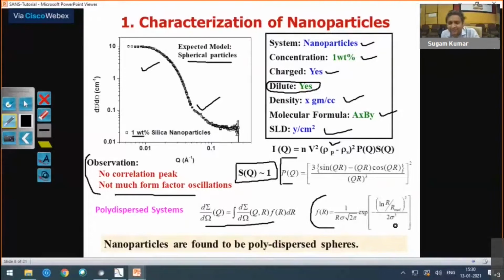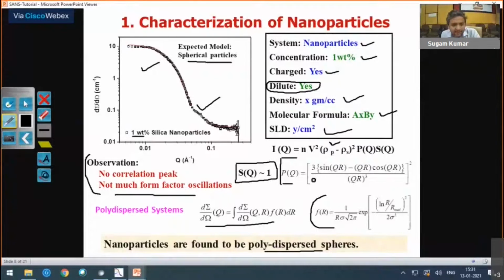It may sound quite complicated, but you can see, this is fitted. And what I know already is that the radius came out to be around 80 angstrom, 8 nanometer, with a sigma of around 0.1. Nanoparticles are now in the polydispersed sphere form. All these complications are done with the help of software. You need not do it manually. This has to be done with the help of software, and software is easy to handle.